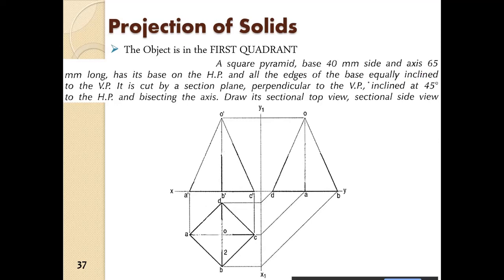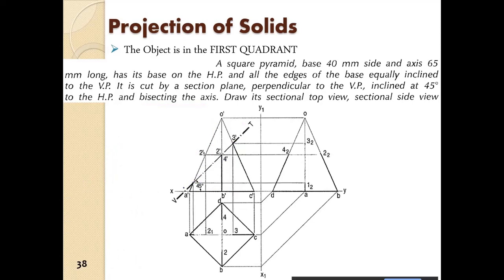it is cut by a section plane perpendicular to the VP and inclined at 45 degree. So if you see in the front view, it will be inclined at 45 degree, and is bisecting the axis into two. So this axis has to be bisected into two. So this part and this part has to be equal. So at this point, at 45 degree, we have to draw the intersecting plane. Okay, so this is the intersecting plane.